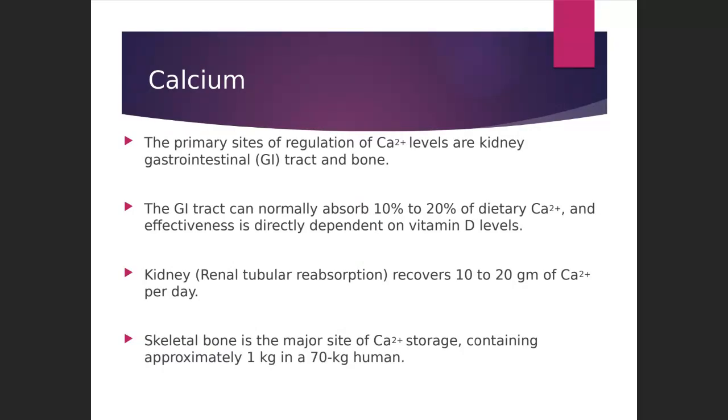The primary sites of regulation of calcium level are the kidneys, gastrointestinal tract, and bones. The GI tract can normally absorb almost 10% to 20% of the calcium from the diet, from the food it takes in, and the effectiveness is directly dependent upon the level of vitamin D. So what is vitamin D? From where do we get vitamin D?